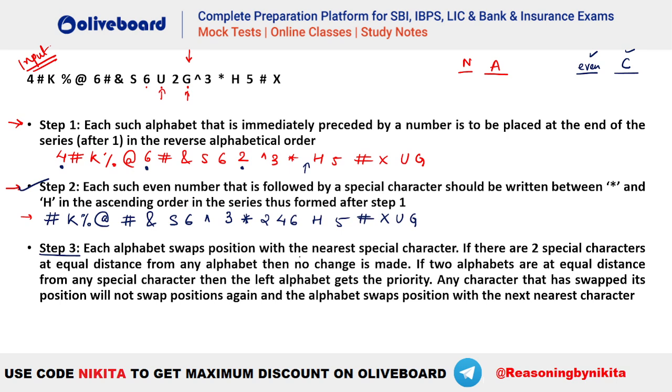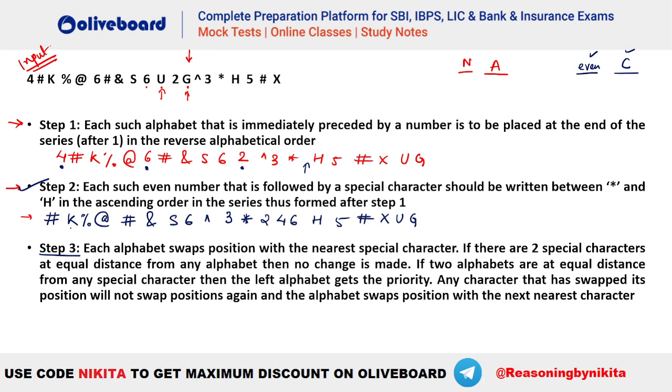Each alphabet swaps positions with the nearest special character. If there are 2 special characters at equal distance from any alphabet, then no change is made. If 2 alphabets are at equal distance from a special character, then the left alphabet gets the priority. Any character that has swapped its position will not swap positions again, and an alphabet swaps position with the nearest character.